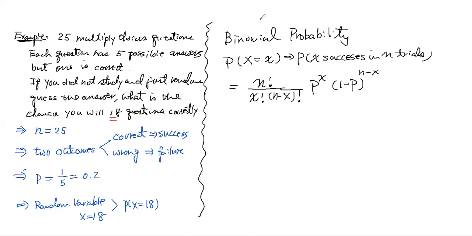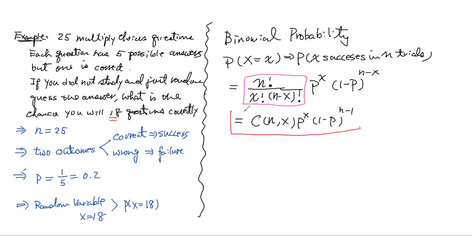If you still remember in the sections like 8.2, what is this expression? This expression really is the combinations, right? So you can write this as C(n, x), p to the x, 1 minus p to the n minus x. So this is our formula. You can use this and do a hand calculation, or you can use the TI-84. I'm going to show you how to use the TI-84 to do the calculation, so you don't need to plug the numbers into the formula.